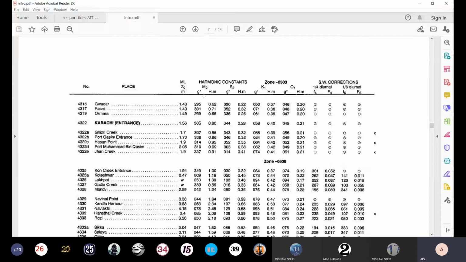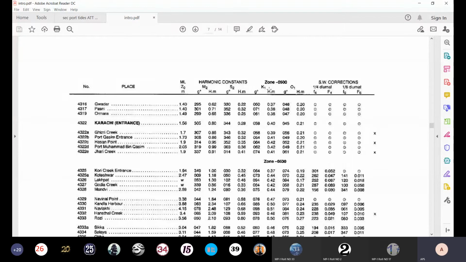M2 means predominantly moon. That number 2 means two high waters, two low waters in 24 hours, or semi-diurnal tides. And S2 means two high waters, two low waters in 24 hours, predominantly semi-diurnal tides and effect of sun, mainly sun, effect of moon.